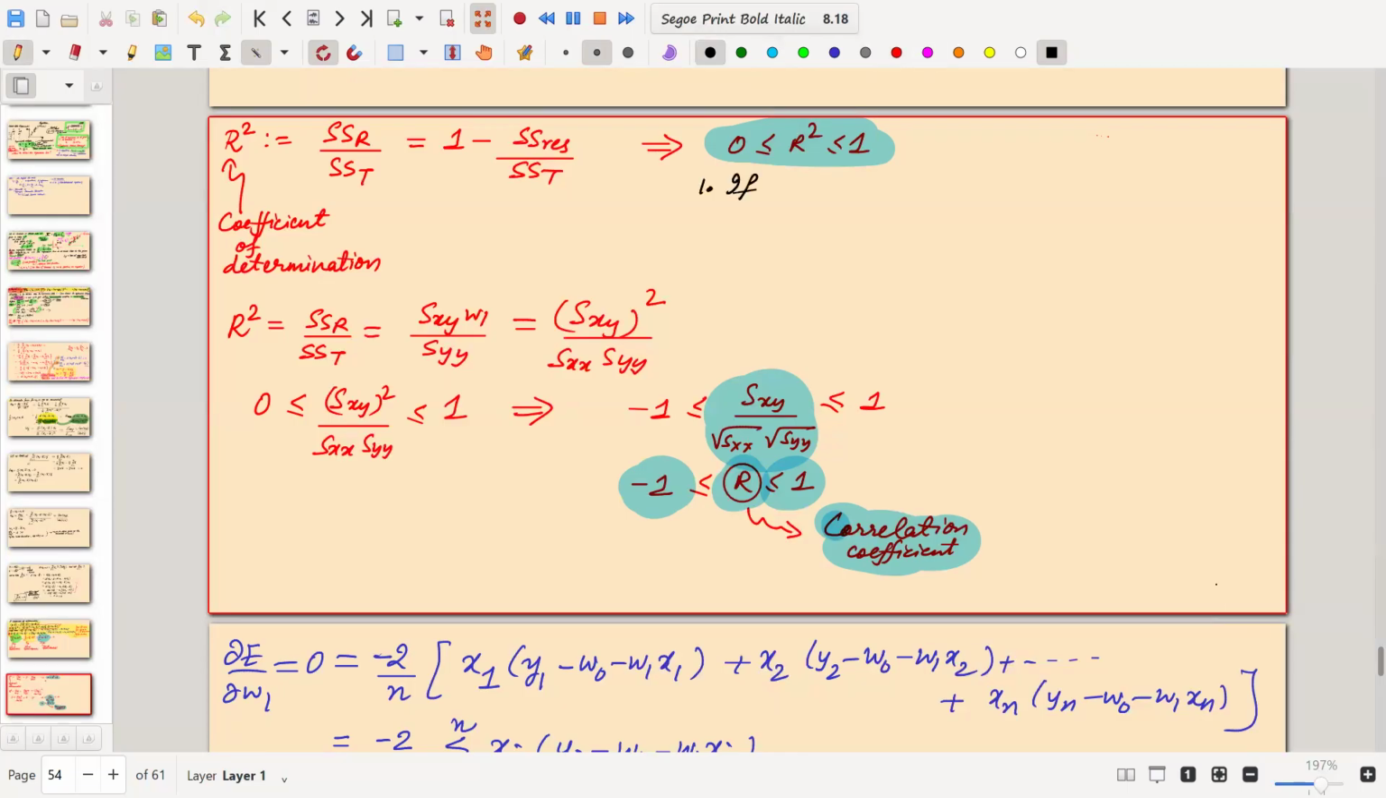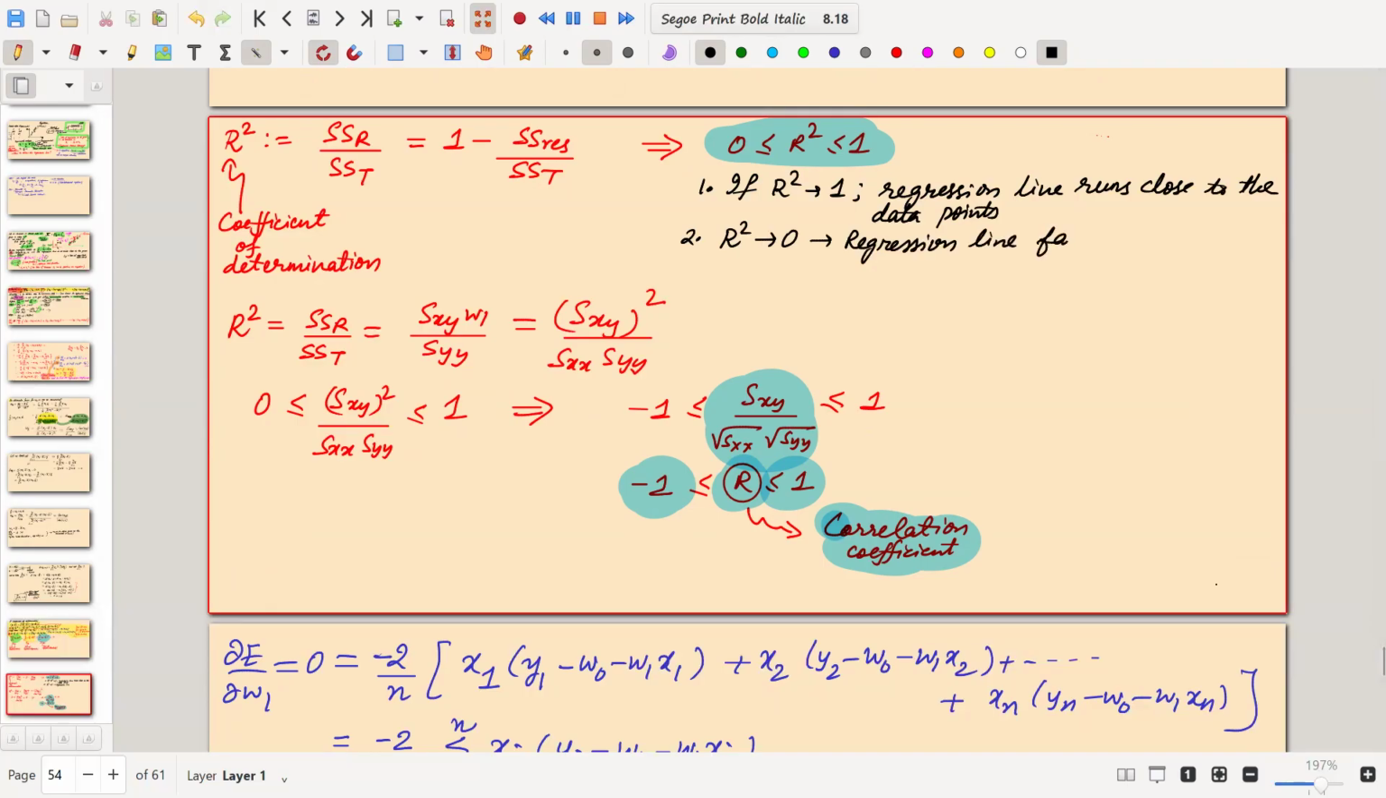If R2 is close to 1, then it means that the regression line runs close to the data points. Point 2: if R2 is close to 0, then the regression line fails to capture the actual data points.